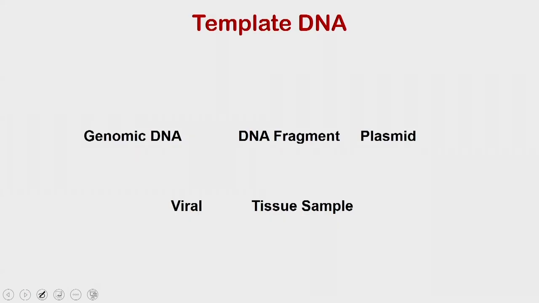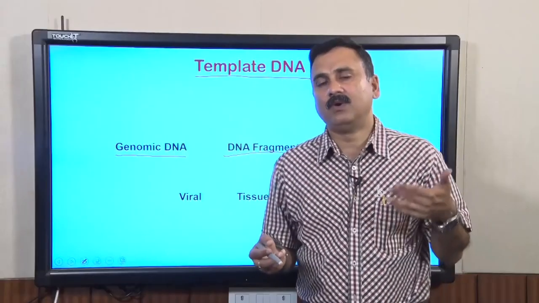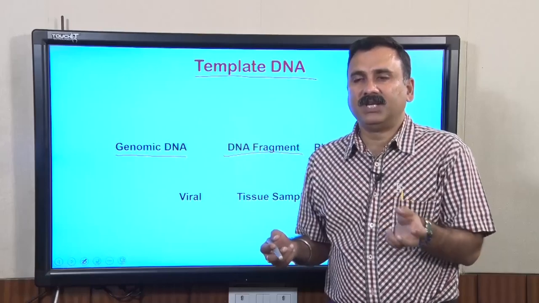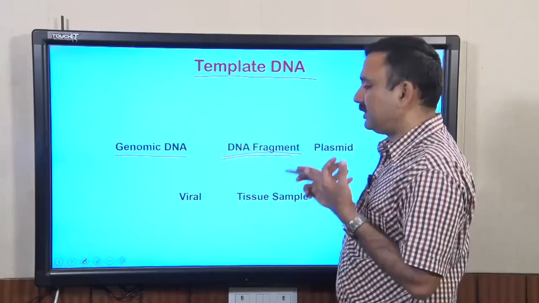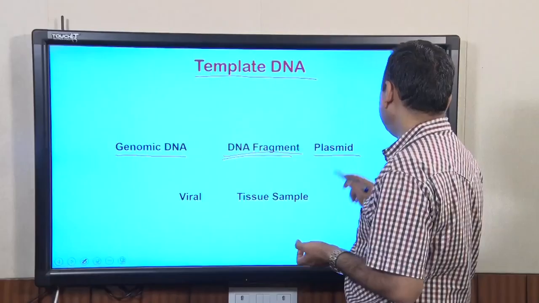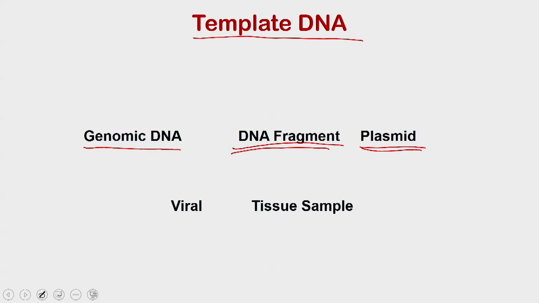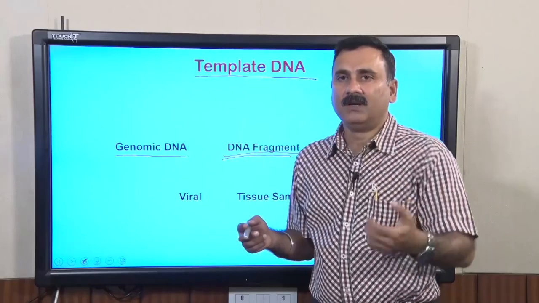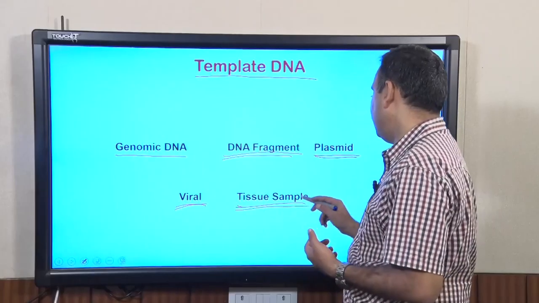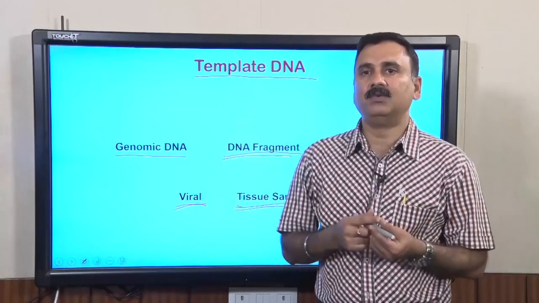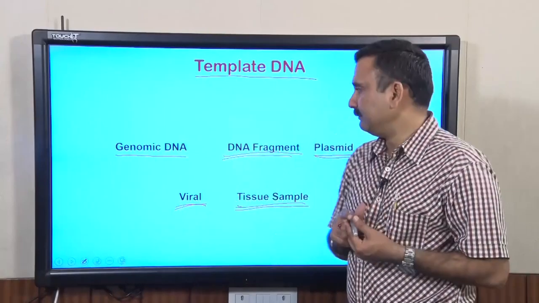So what you have is the template DNA. Template DNA could be the genomic DNA, or it could be DNA fragments. Suppose you were isolating a particular fragment from a particular site. For example, if you are doing some kind of investigation and you got some DNA samples, in those cases you may have fragments instead of the complete genomic DNA. So those can also be used for PCR. Then you can use plasmids where your particular genome fragment has already been cloned or is present. Then you can use viruses which are already harboring that particular gene, or you can use tissue samples. For example, if you have some tissue samples from which you want to do the PCR, then you can use the DNA from the tissue sample, and that can also be used. So this is about the template.